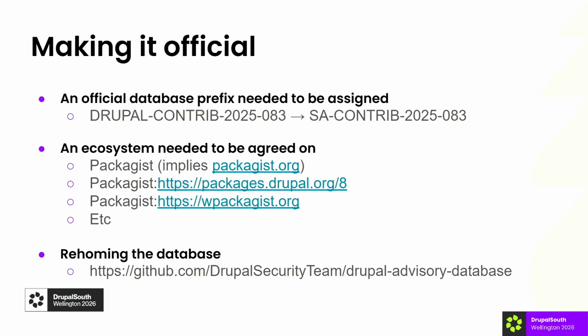So on the OSV side, this required two primary changes to the OSV specification. The first is the database prefix, which every database needs to have. They have an official database prefix. For us, we just went with Drupal, plain and simple. The other thing that we needed was to figure out the ecosystem. In OSV, the ecosystem represents the canonical home for advisories.